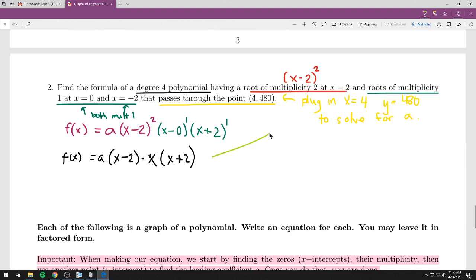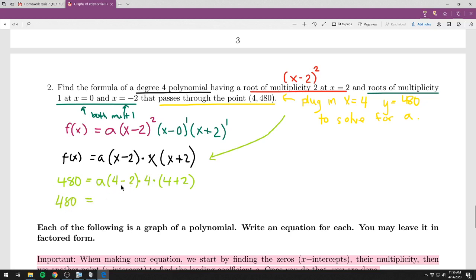Now we plug in our 4 for x and our 480 for y. Just be careful that you don't accidentally plug in for a. That's the easy thing to do. We got 480 for y. A is our unknown. Plugging in 4 for x. And just simplify and solve.